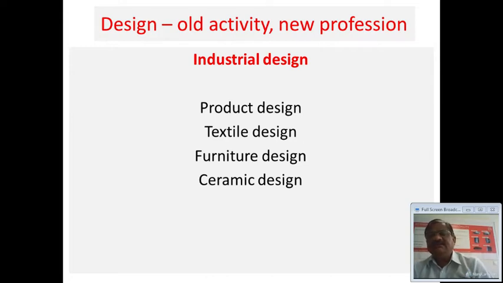Another very large and very popular discipline is industrial design. In industrial design, we have product design, which deals with the design of day-to-day products. It could be consumer products, transportation products, industrial products, or products which help the industry. Any type of product comes under this category. We have textile design as another branch of industrial design, furniture design also, and ceramic design as one of the important sections. In brief, anything that is produced in an industrial way, in an industrial setup, comes under the industrial design discipline.